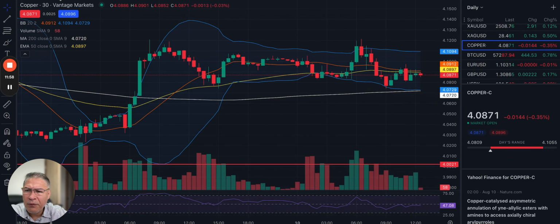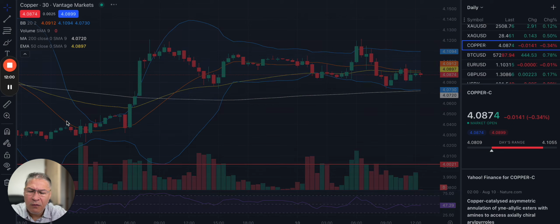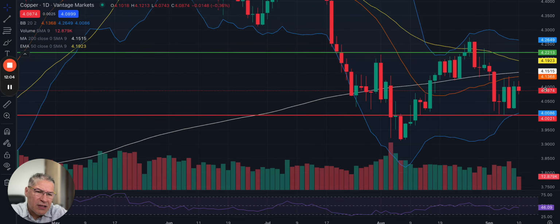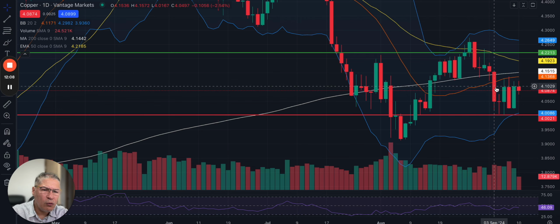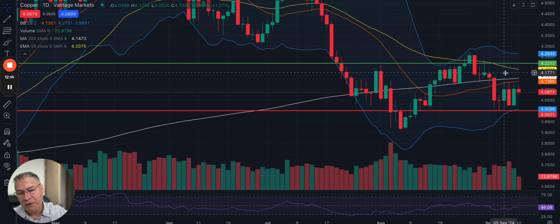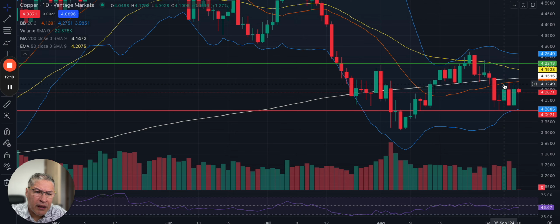Let's take a look at copper. Copper has been showing basically equal highs, equal lows. So a breakout scenario is building up for copper. All three major moving averages are above the market, so obviously that is putting pressure on the metal.